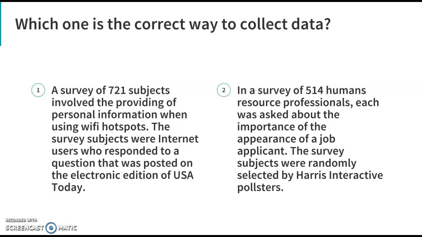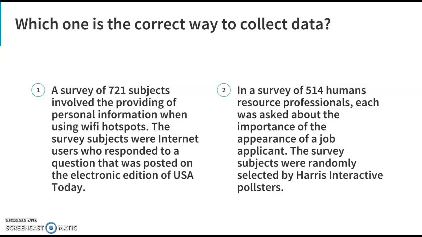So the correct way to collect data. Number 1 or number 2? Number 1, a survey of 721 subjects involved the providing of personal information when using Wi-Fi hotspots. The survey subjects were internet users who responded to a question that was posted on the electronic edition of USA Today. Number 2, in a survey of 514 human resource professionals, each was asked about the importance of the appearance of a job applicant. The survey subjects were randomly selected by Harris Interactive Pollsters.